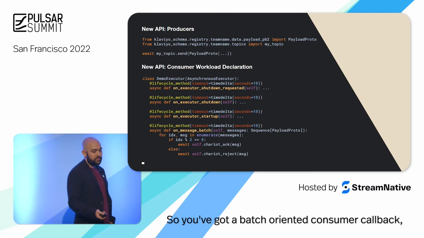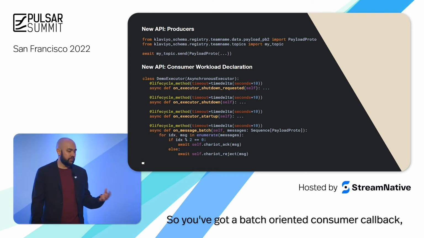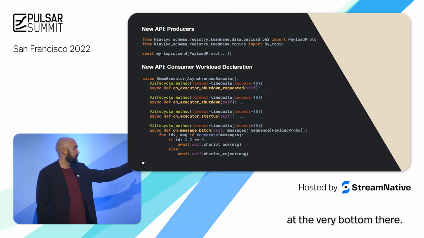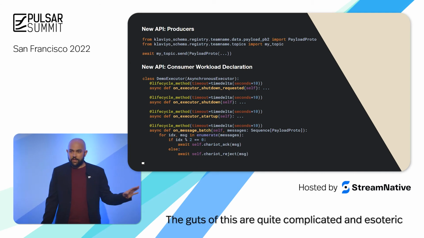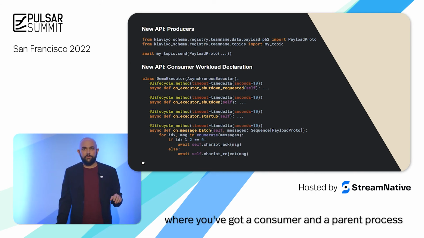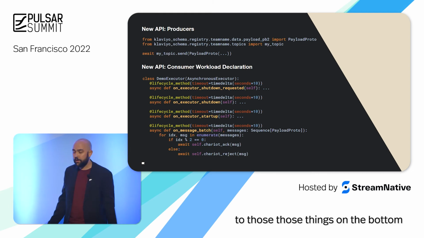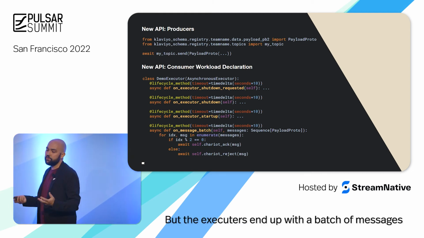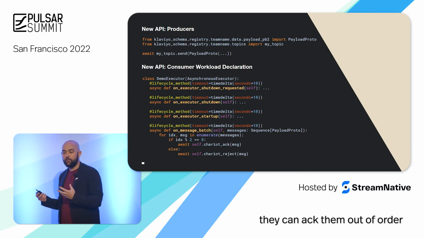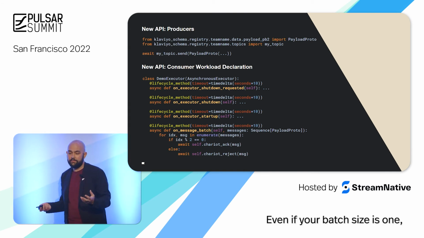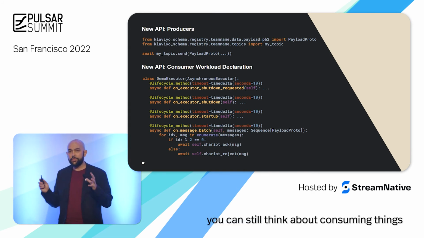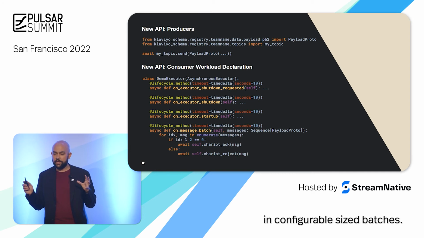Similarly, in the consumers, you've got a batch-oriented consumer callback. That's that on-message batch function at the very bottom there. The guts of this are quite complicated and esoteric, where you've got a consumer and a parent process farming things out via gRPC to those things on the bottom there, those executors. But the executors end up with a batch of messages. They can ACK them out of order or NACK them out of order or not. Even if your batch size is 1, you can still think about consuming things in configurably sized batches.